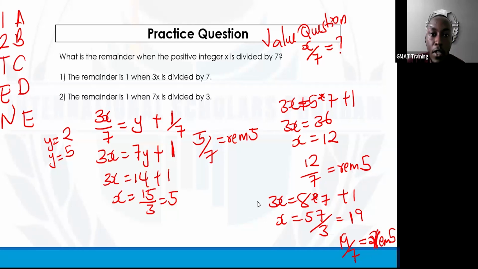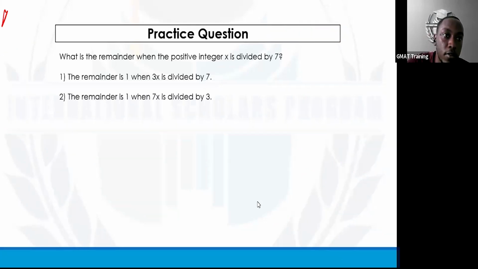So as you can see, there's a constant remainder of 5. Therefore, it's consistent and you have only one unique value for the remainder when x is divided by 7. Therefore, this is sufficient. If 1 is sufficient, we don't have to combine the statements, and B is also out. So you have to evaluate if A or D are the possible solutions. We go on to the second statement.